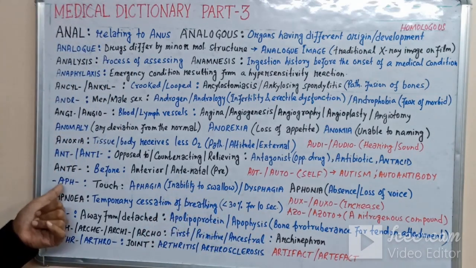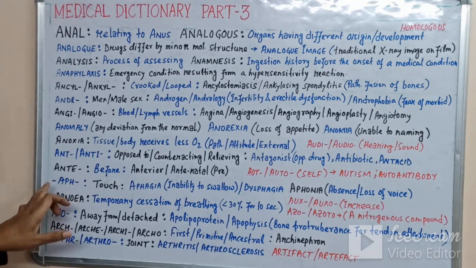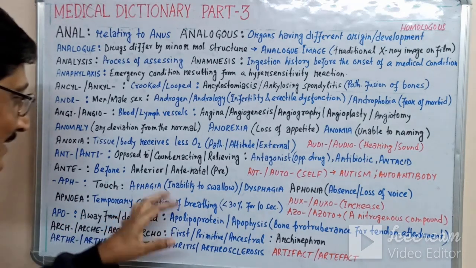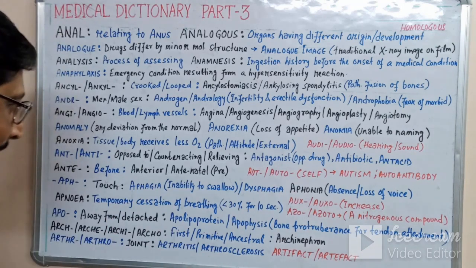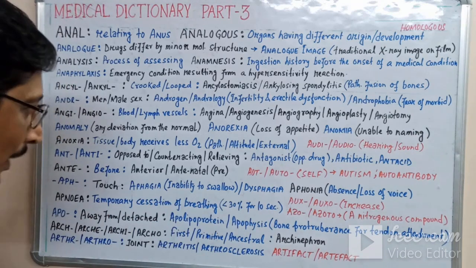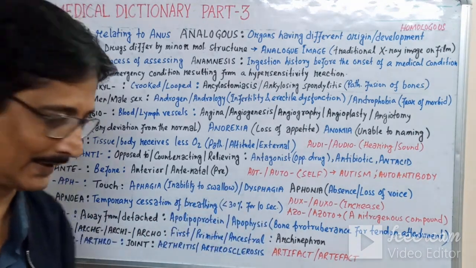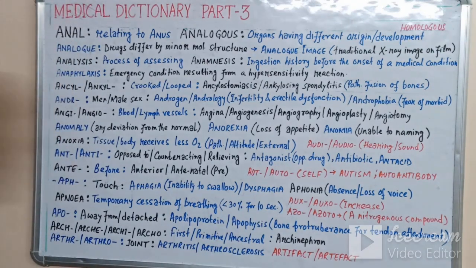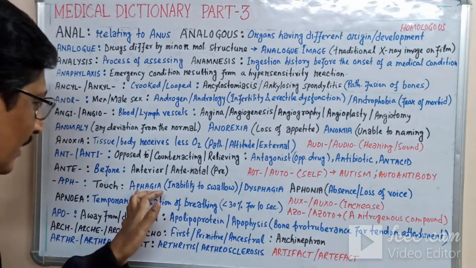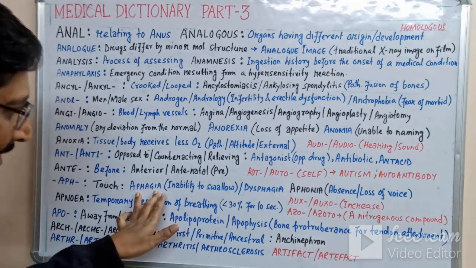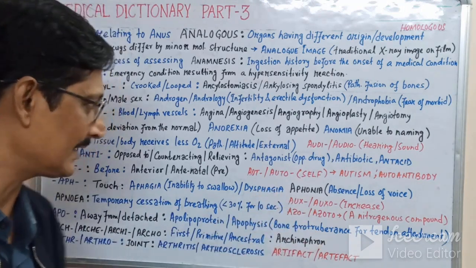Now APH is a combining form. It may be a prefix or a combining form or a suffix. That means touch. Like aphagia. Aphagia means inability to swallow, that is also known as dysphagia. Commonly we call it dysphagia. We do not commonly use the word aphagia, we commonly use the word dysphagia.